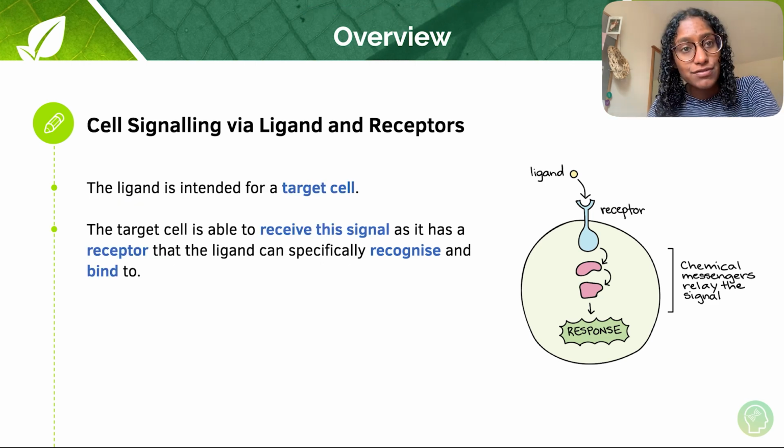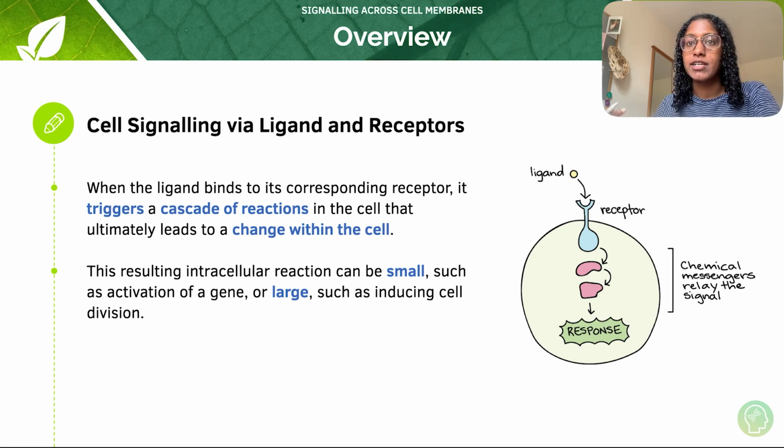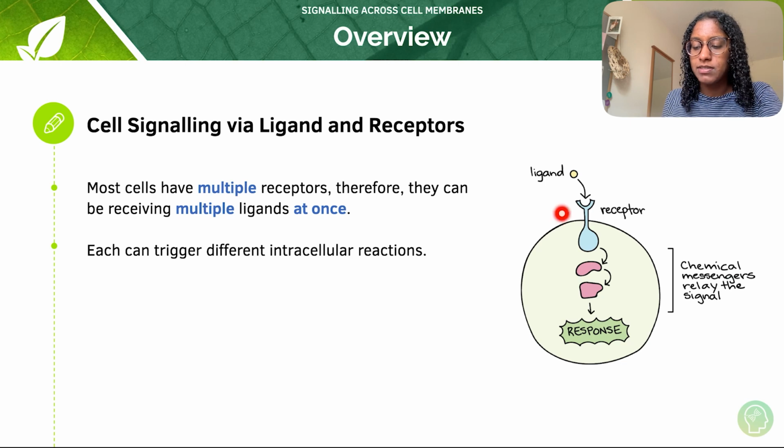These ligands are intended for a target cell, and the target cell is able to receive this signal because it has this receptor, which, remember, are glycoproteins, glycolipids, but at the end of the day, they're all receptors, and the ligands can bind to them. Specifically, a specific receptor binds to a specific ligand and stimulates a specific response within the cell. When the ligand binds to this receptor, it triggers a cascade of reactions, and that ultimately leads to a change within the cell. This can be small, such as activation of a gene, or it can be larger, such as inducing cell division. And bear in mind, a specific receptor is for a specific ligand.